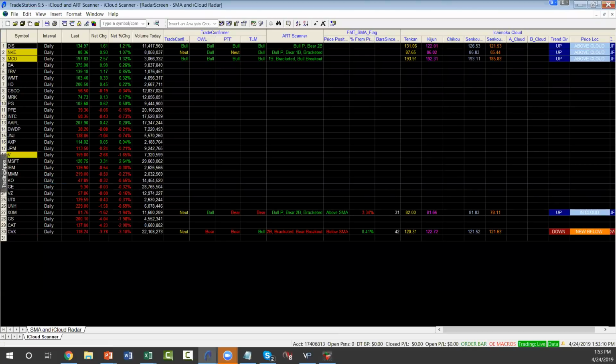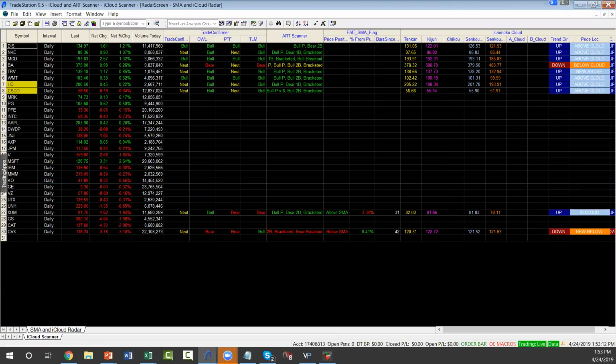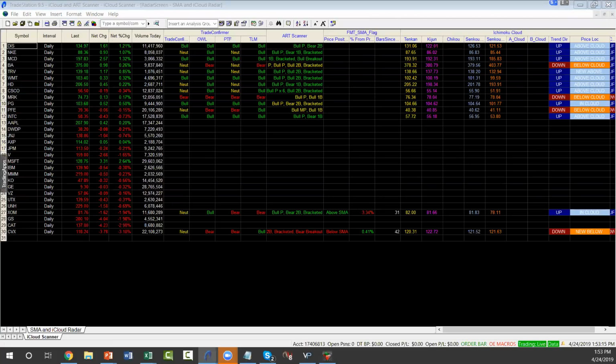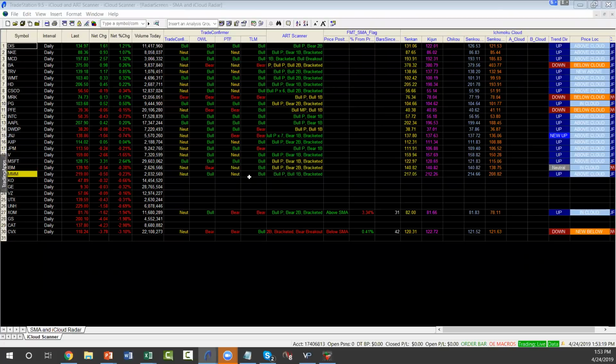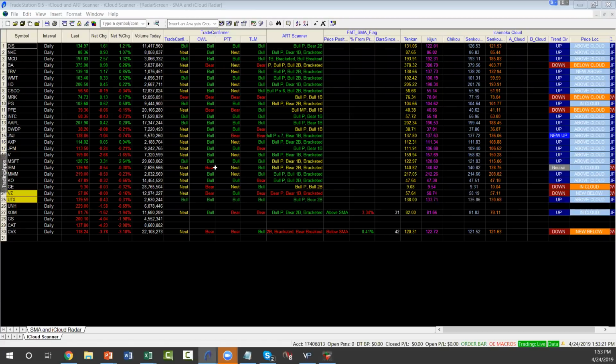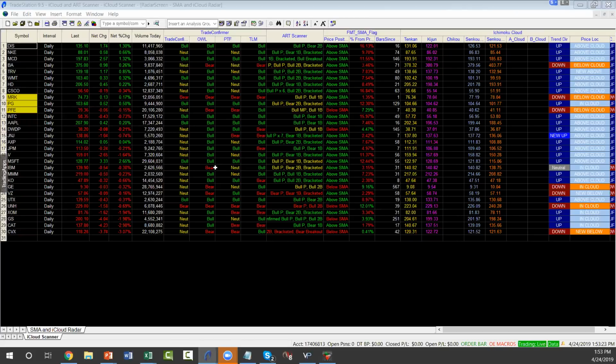And Theo's saying, what's the name of this scanning software? So I'm using TradeStation, and I'm using the radar screen, which is a function, and this confirmer here is Trade Confirmer from Trader's Coach. Very powerful tool.